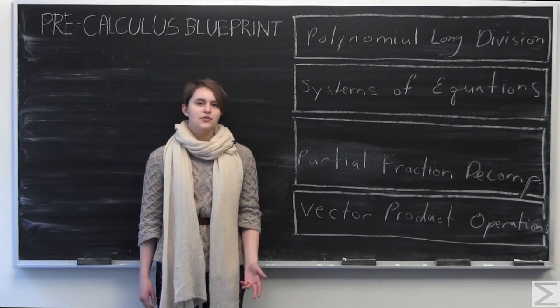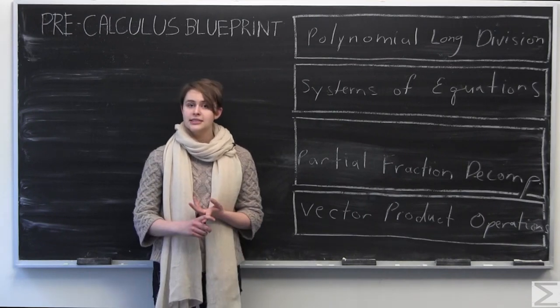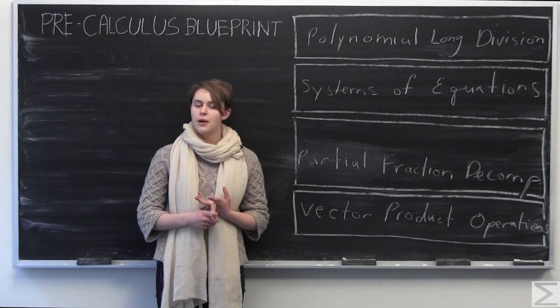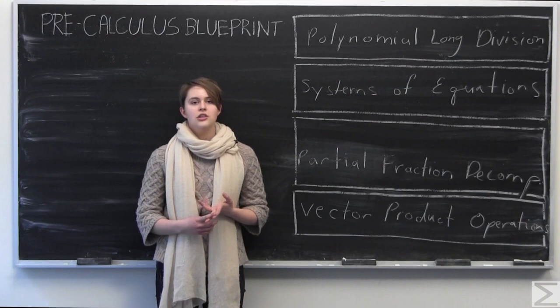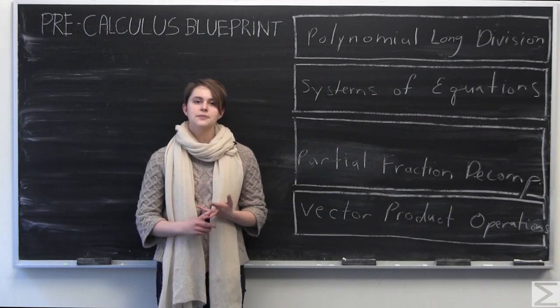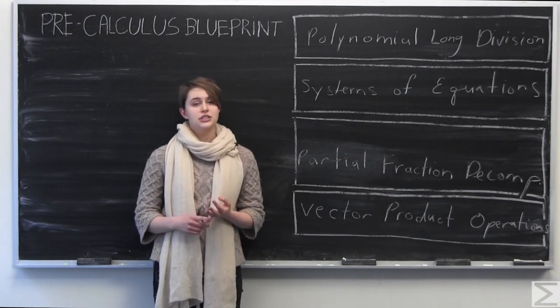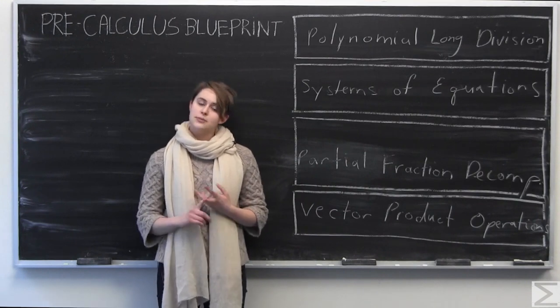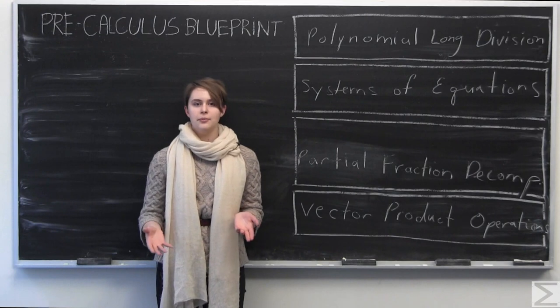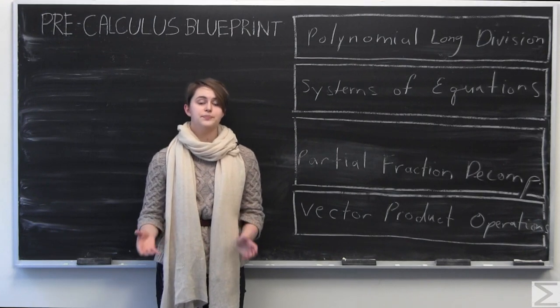The study guide contains several main sections, namely a formula section, a section on commonly used properties, for example, properties of logarithms, properties of functions, etc. There's also a section on conic sections. And finally, there's a processes and procedures section, which contains examples and explanations of many concepts that students commonly struggle with in a precalculus course.